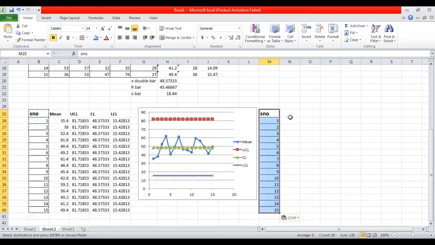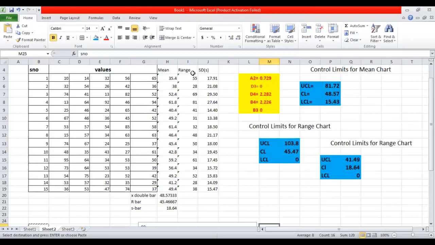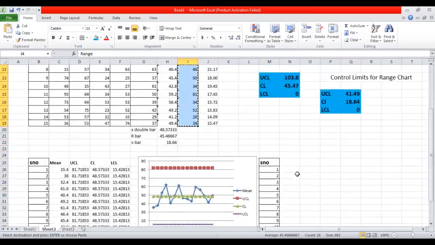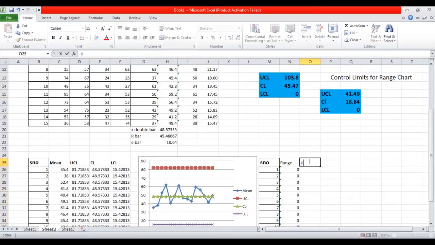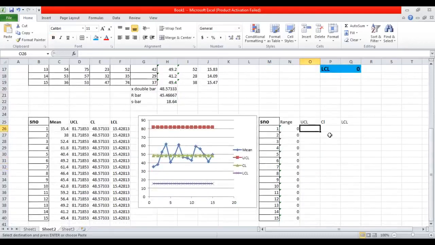So these are the serial numbers. Next, I'm finding the range chart. So range values. So here, paste down the range values. Next, UCL, CL and LCL. So this is a UCL value, Control C. So the range values are pasted.